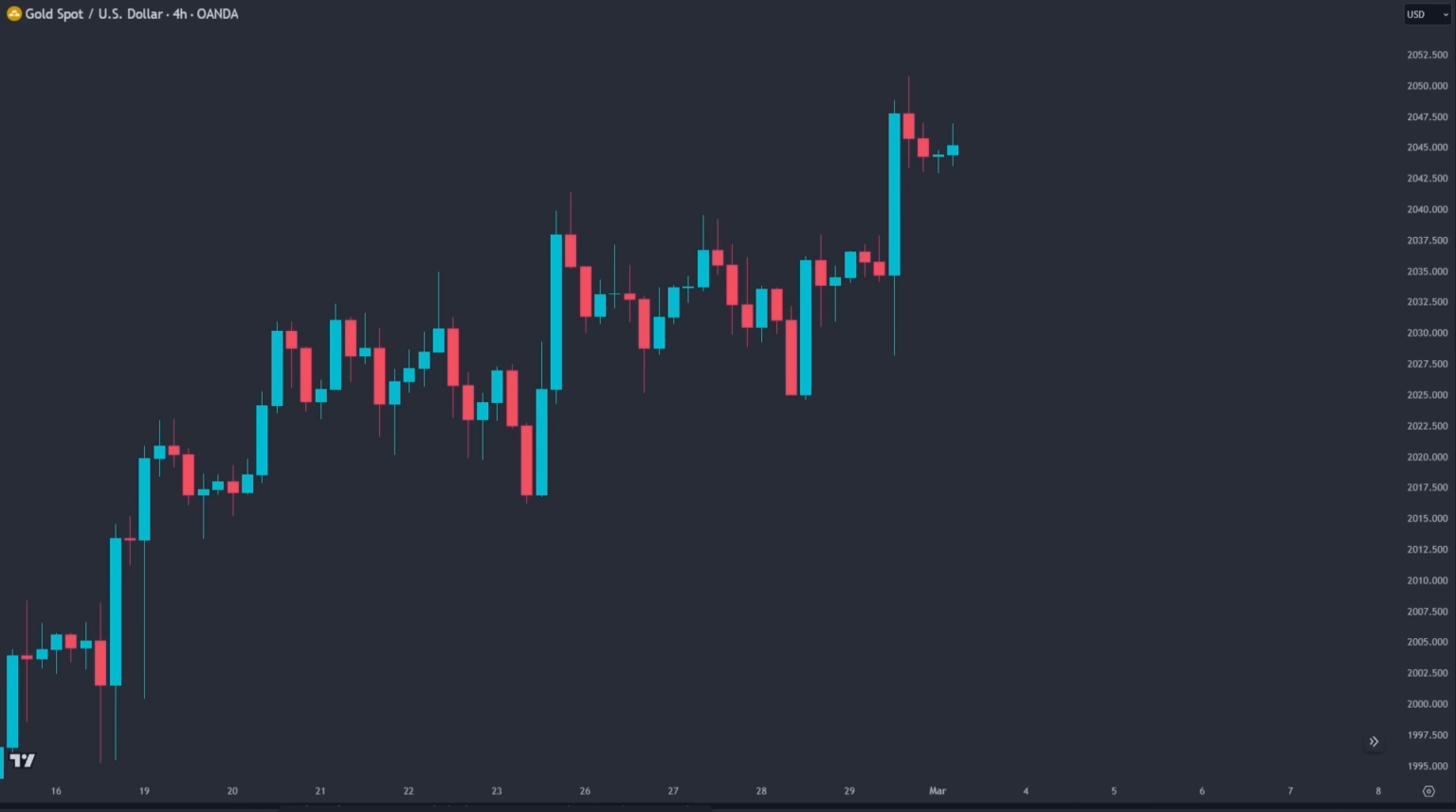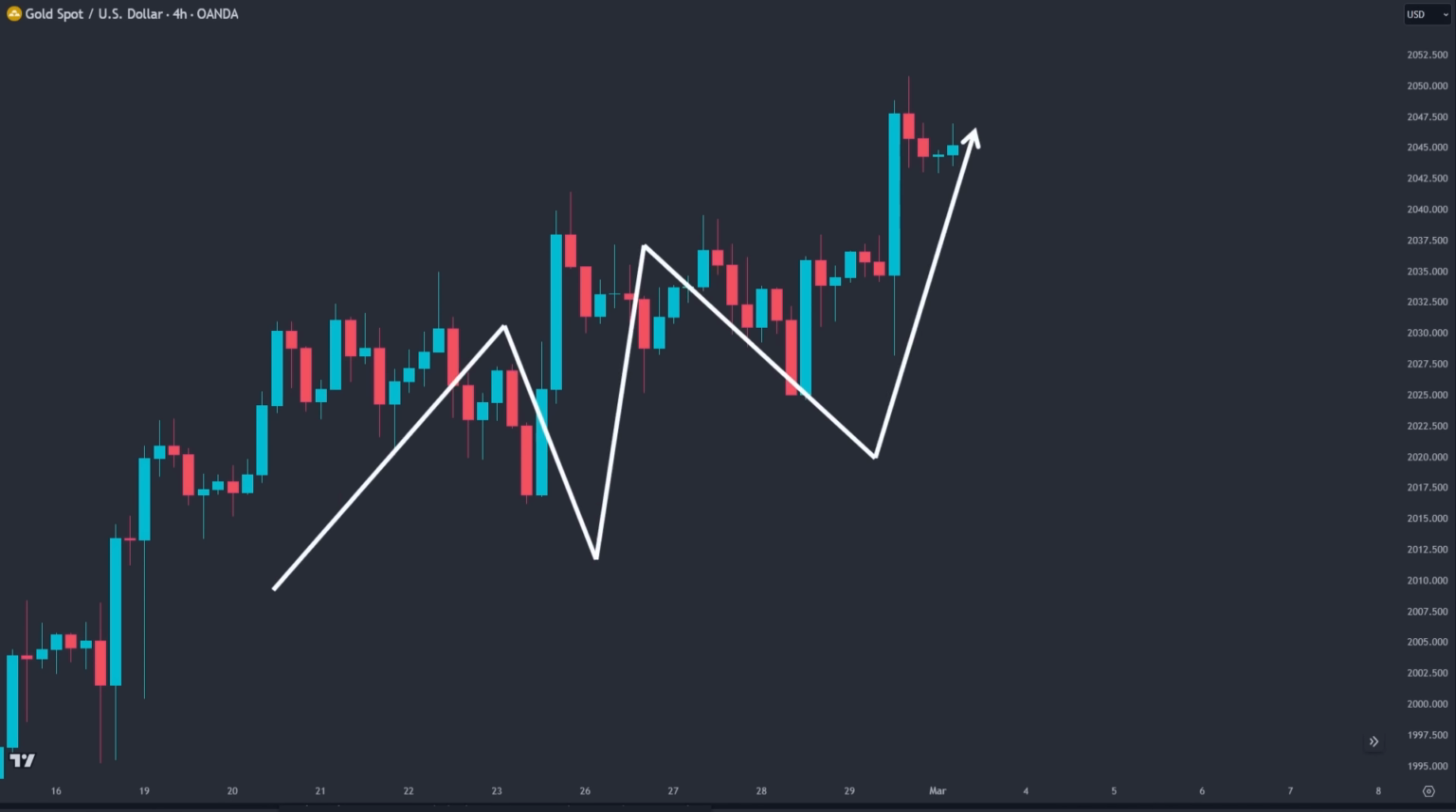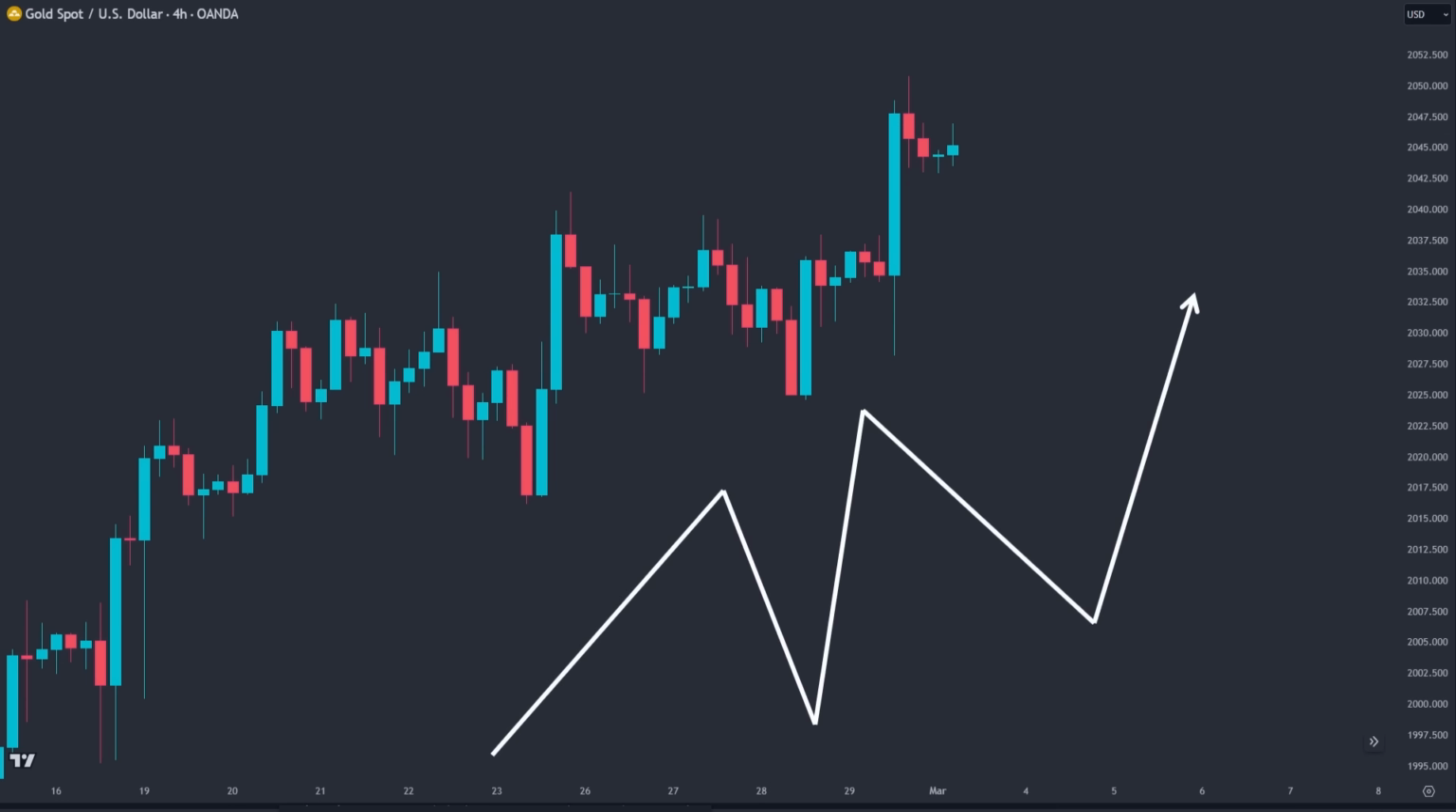Here we have gold on the 4-hour chart. This is the latest market structure schematic. If we bring the schematic to the side, this market structure is exactly what we are looking for when we want to trade. A clear market structure, movements with obvious direction and swing points.